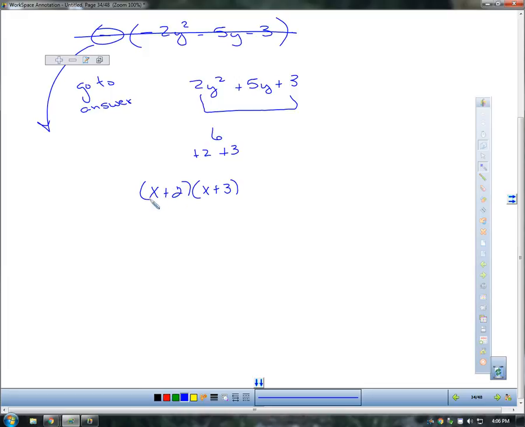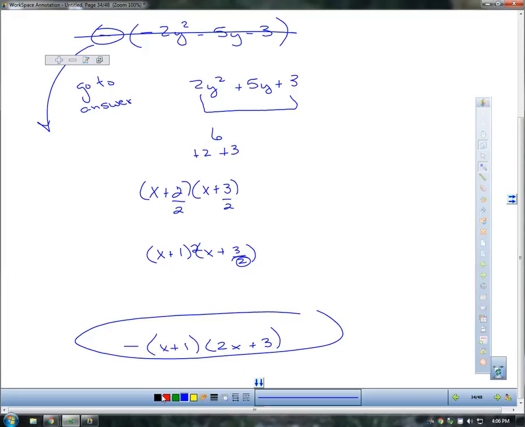Now, I can divide by my front number, which is 2. So I'm going to divide by 2, divide by 2. So I have x plus 1 and x plus 3/2. This does not have a denominator, so it's in my answer, as is my negative from above, so that's coming down here. x plus 1. Now I have to multiply this one by the denominator, which is 2. 2 times x is 2x. 2 times 3/2 is 3. So this whole thing here is my answer.